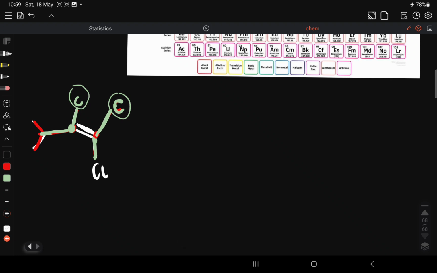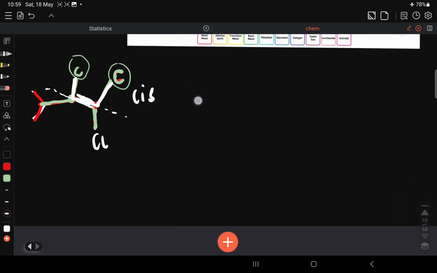So what is it going to be? We come from C to the other C. We see they're on the same side if we put a dotted line through our double bond. So that means this is going to be cis, okay? We don't use E or Z, right? Now let's do one more.